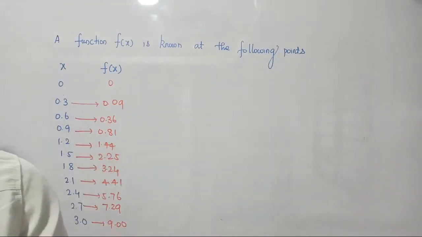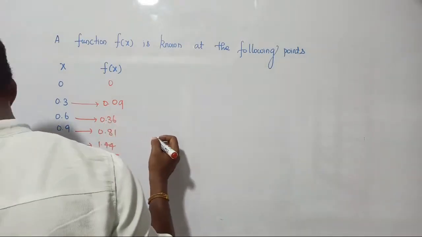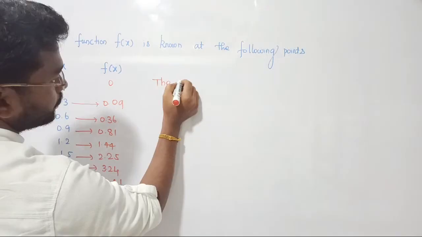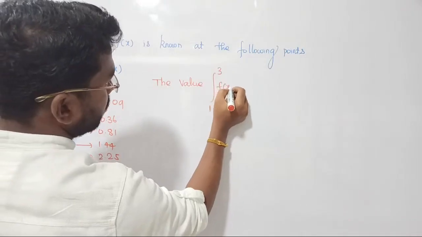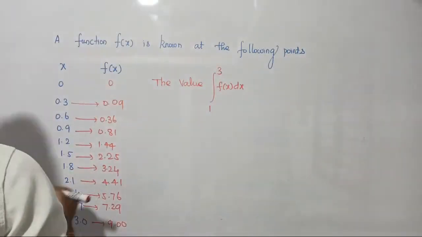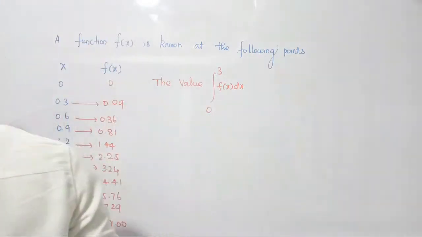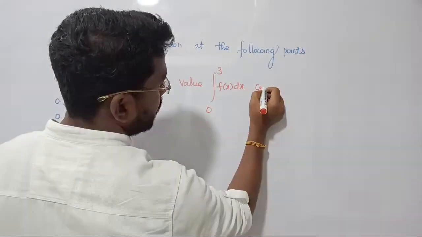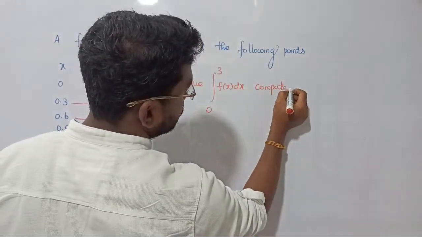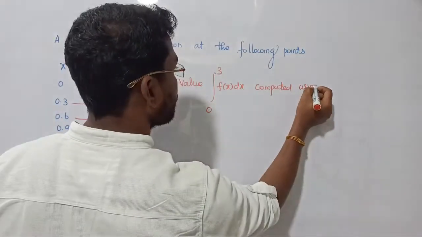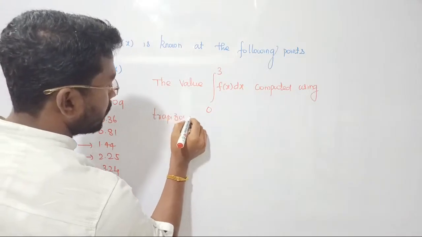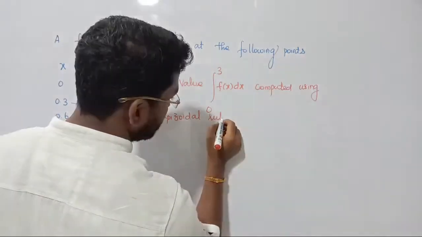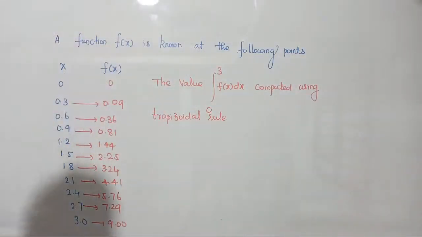Now the question is the value of the integral from 0 to 3 of f of x dx, computed using the trapezoidal rule. Yes guys, that is 0 to 3, computed using the trapezoidal rule. Clear? That is the question. Let's see how to bring the answer for this function. Let us see.